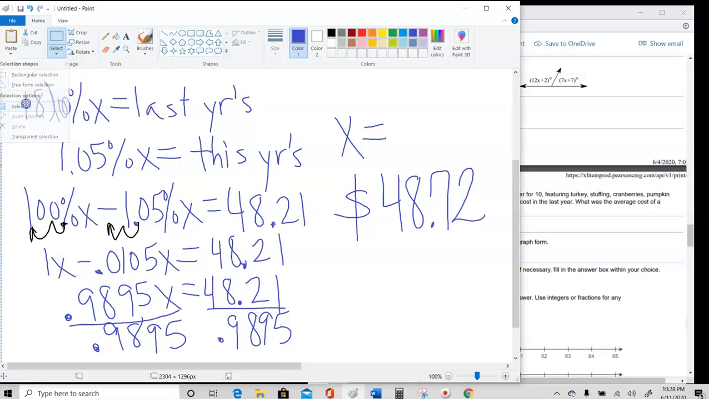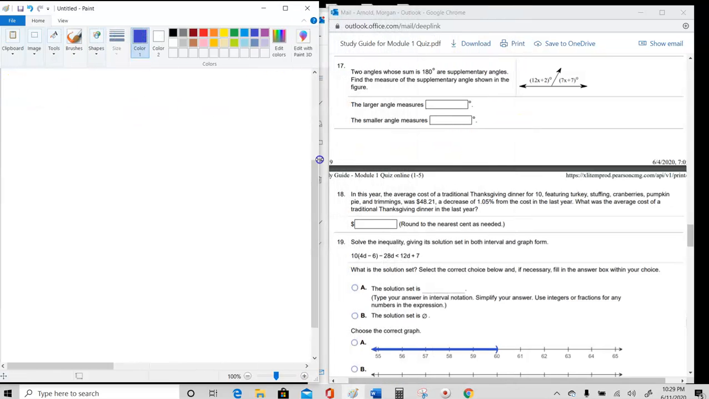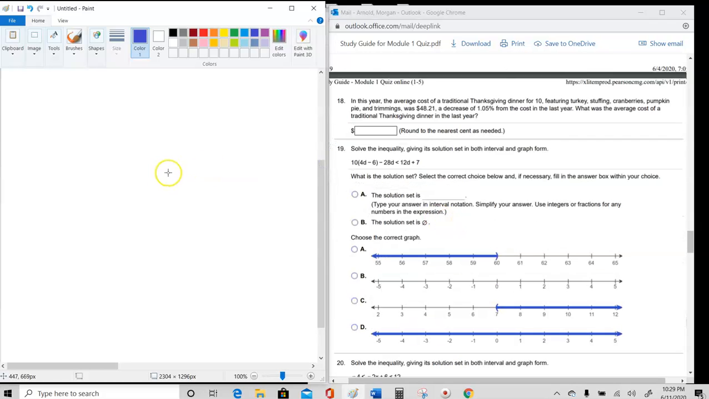All right, next question is a basic linear inequality problem. Solve the inequality giving its solution set in both interval and graph form. So we have the inequality, and we're trying to solve for d, or kind of get d by itself.